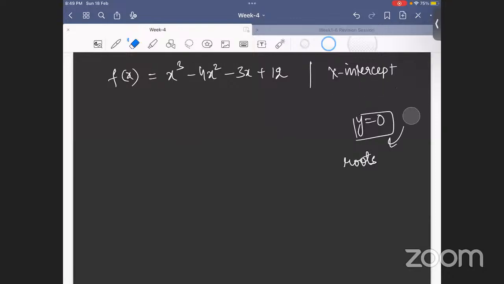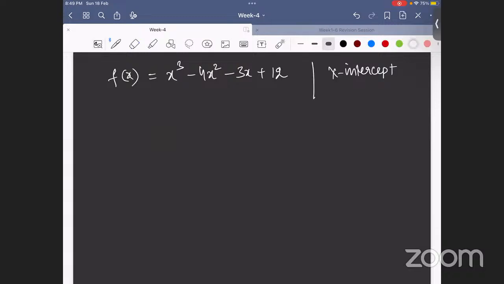Sir, the x-intercept is 4. Yeah, x equals 4 is one value. The x-intercepts are 4, negative root 3 and positive root 3. Yeah, that is correct.